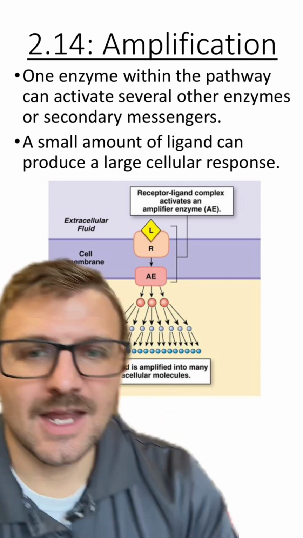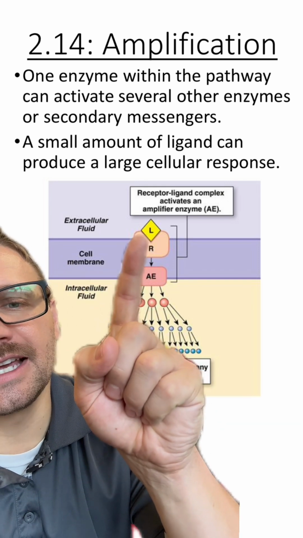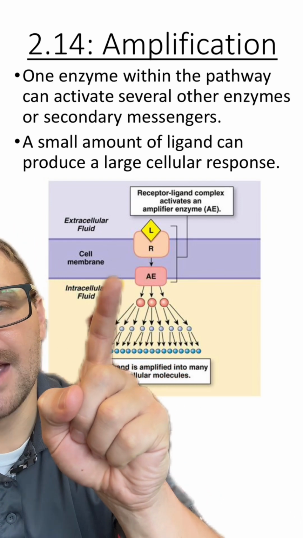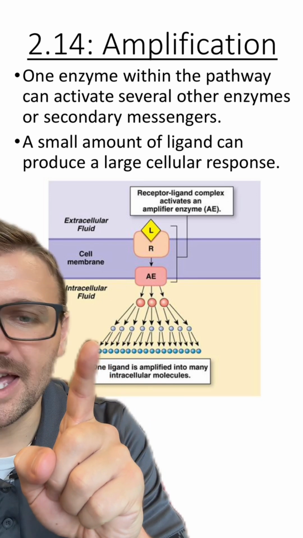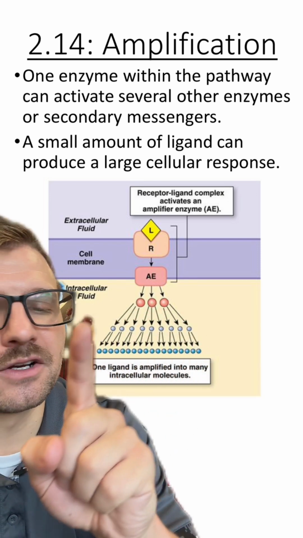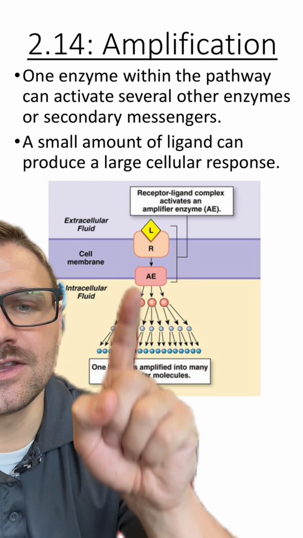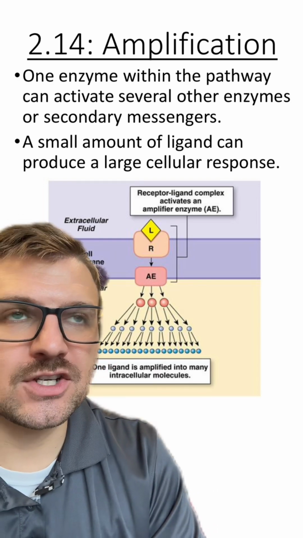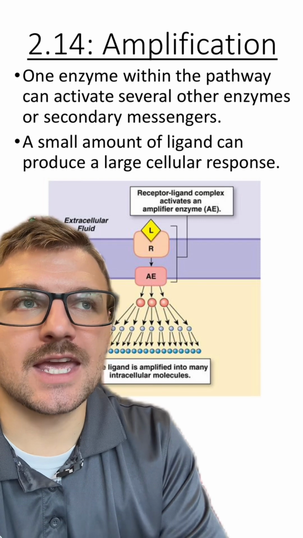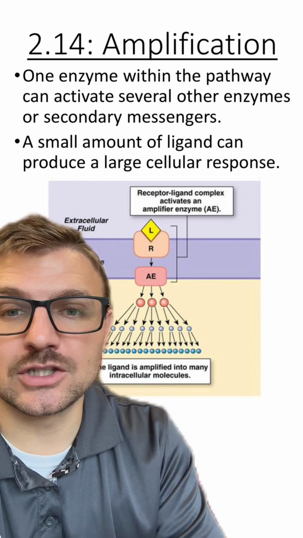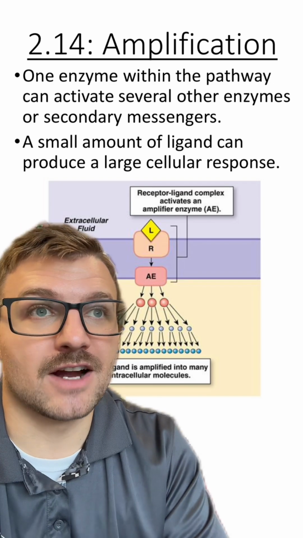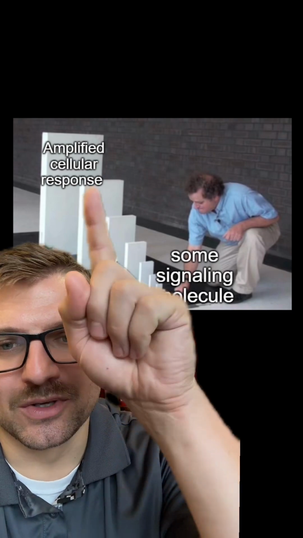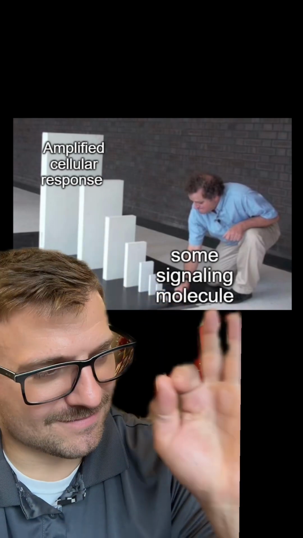This is how a small target ligand can activate one receptor that activates another secondary messenger, and through these activations of different kinase enzymes, you're going to have some cellular response that's amplified even though the target signal was only maybe one molecule. So again, this is just a way your cells use a signaling molecule and amplify it to respond to an external environmental change very quickly. And our last meme, some signaling molecule, huge amplified cellular response, classic.